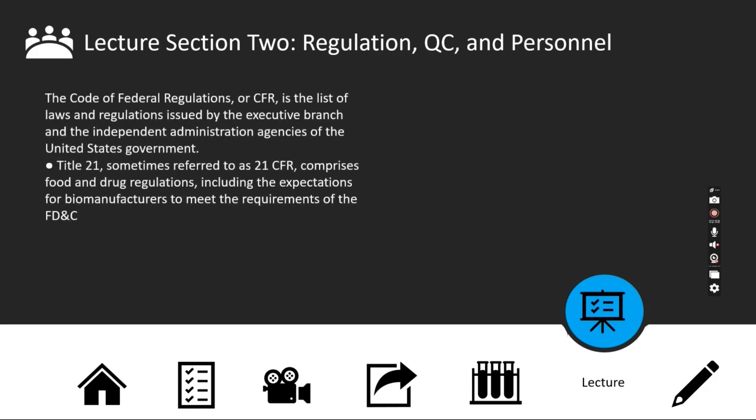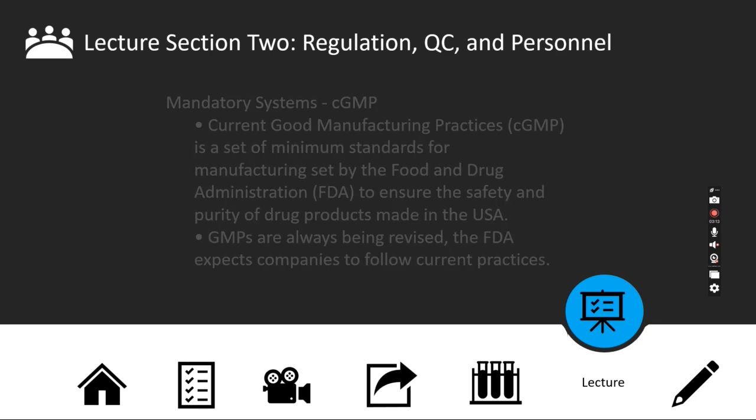The Code of Federal Regulations is part of the Food, Drug, and Cosmetic Act, and it is comprised of food and drug regulations. It sets the expectations that biomanufacturers need to meet to fulfill the requirements of the Food, Drug, and Cosmetic Act.